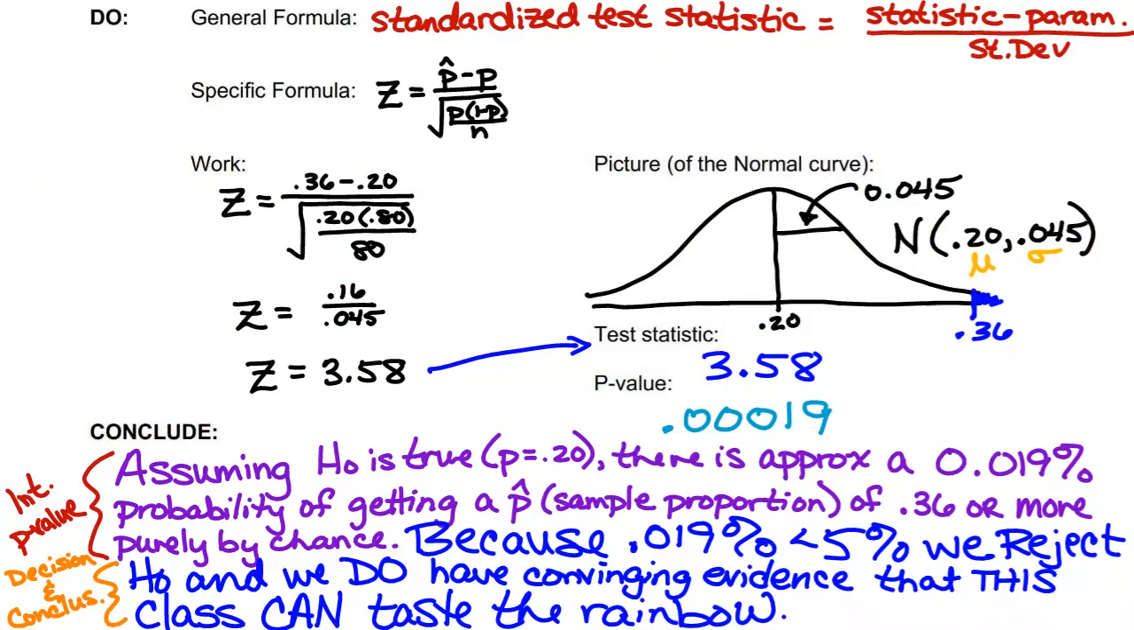Yes? Where'd you get the p-value? Calculator. Okay, so second vars, normal CDF. And then we're going to put in our lower bound, which would be 0.36. Our upper bound would be like 1,000, I don't know, because we went to the right. And then the mean is 0.2, and the standard deviation was 0.045.